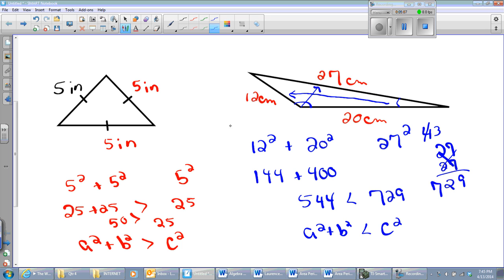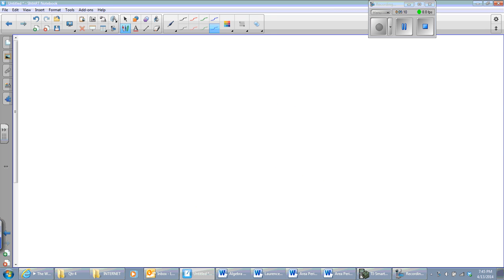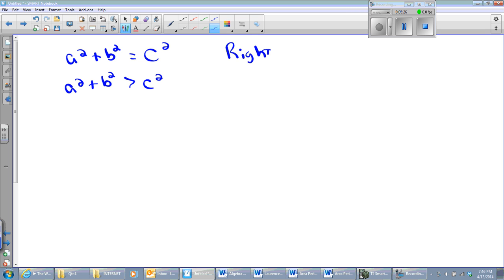So now that you've got your three, let's test them out. Remember, if a squared plus b squared equals c squared, then we have a right triangle. If a squared plus b squared is greater than c squared, then it's an acute triangle. And if a squared plus b squared is less than c squared, then it's an obtuse triangle.